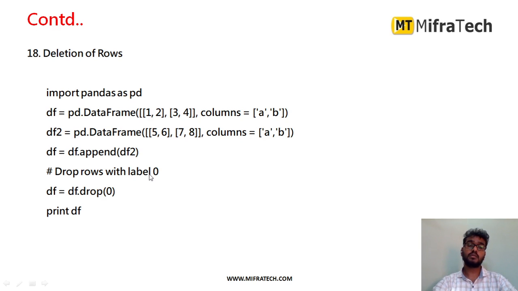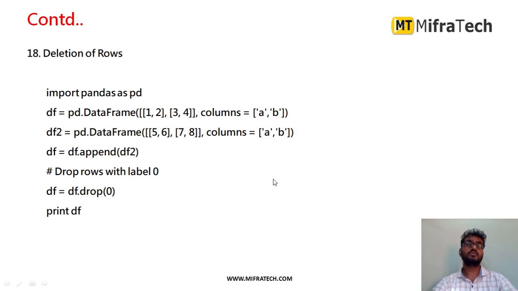Then how to drop the label 0? Just using this drop function, we are going to delete rows. If we use df.drop of 0, the row with index label 0, the first row's data, will be entirely deleted. So if we print, that row's data will not be present in the output.